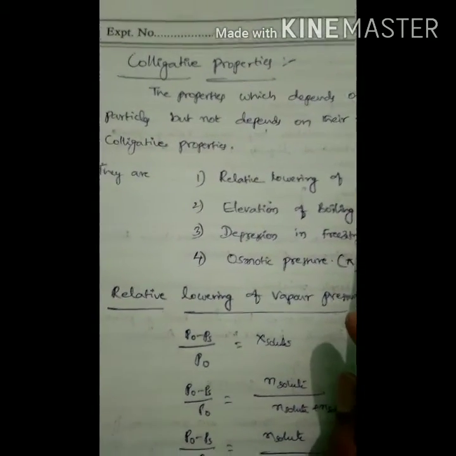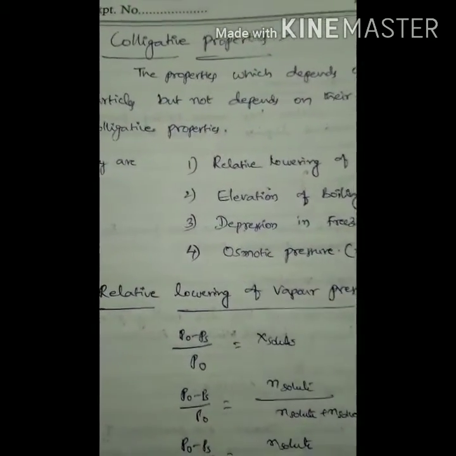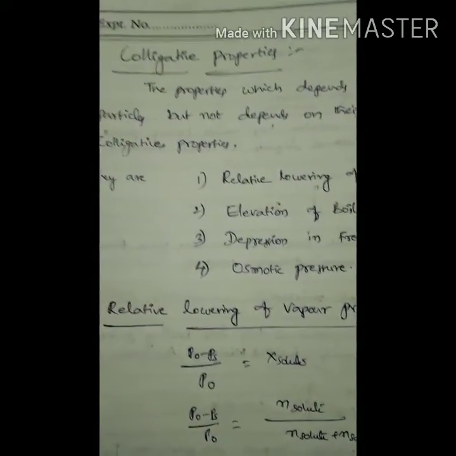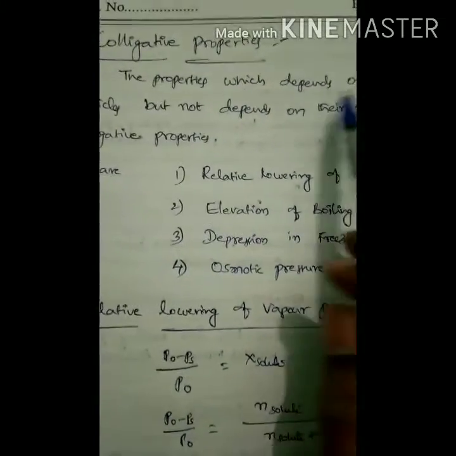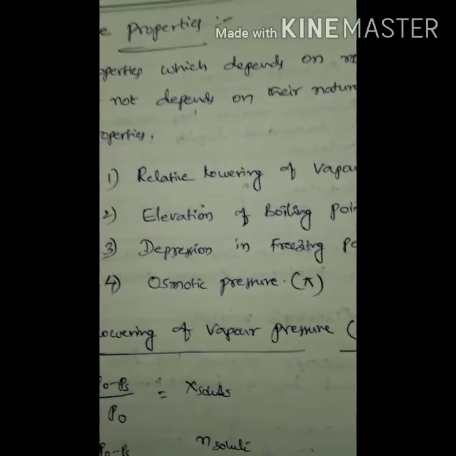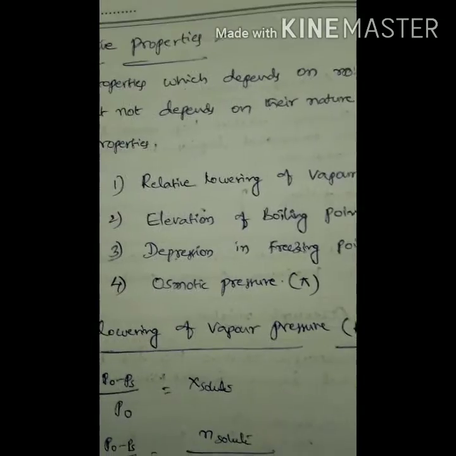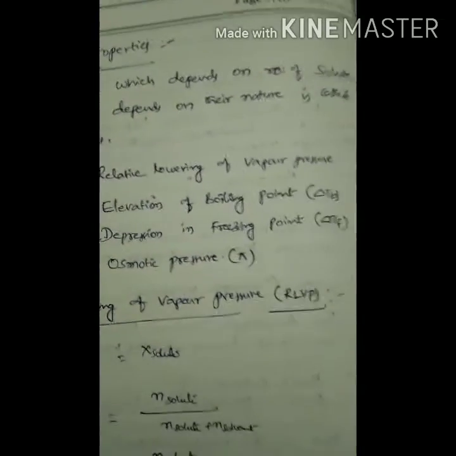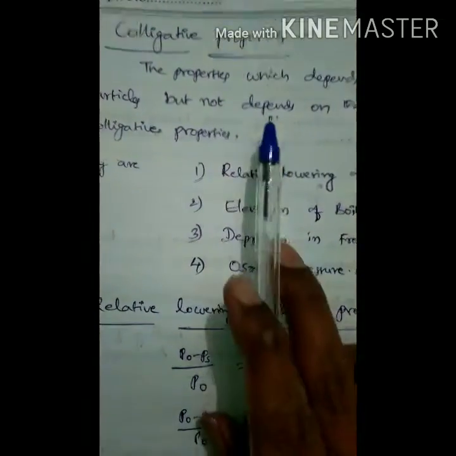Colligative properties, very important topic in solutions chapter. Very simple. The properties which depend on number of solute particles but do not depend on their nature. Their nature means whether the particles reacted or not. That means these properties depend on number of solute particles. They do not depend on its nature. Those properties are called colligative properties.